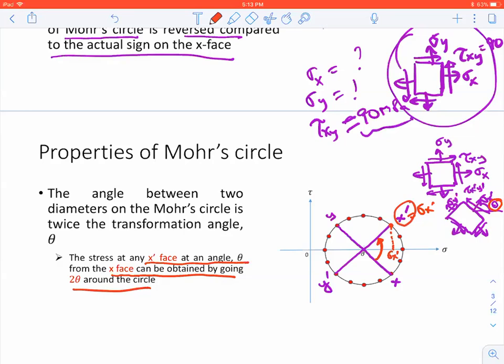In order to do that, you will need a protractor, okay? And to draw your Mohr circle to scale, you will also need a compass, okay?